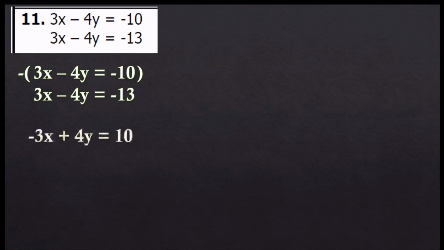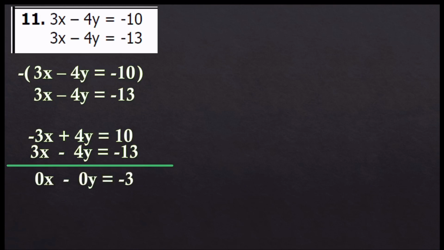So it doesn't matter which one. I'm just going to take this equation and I'm going to multiply it by a negative. I can do that. It's like times a -1. Because what happens is I now have -3x plus 4y equals a positive 10. And then I'm going to add to it the other original equation. When I do this, what happens is I get 0x, 0y, but I get -3.